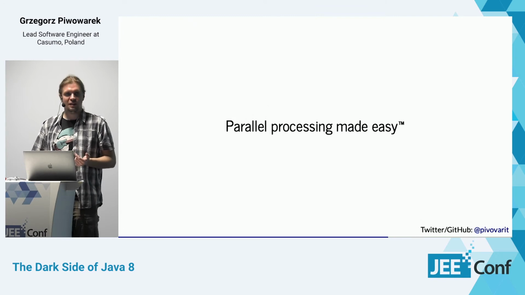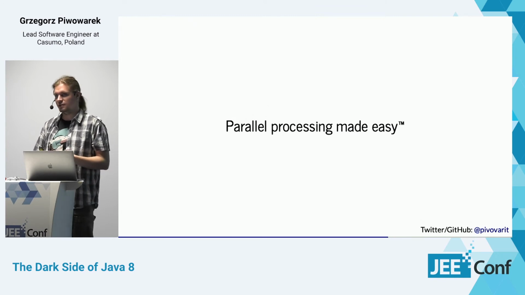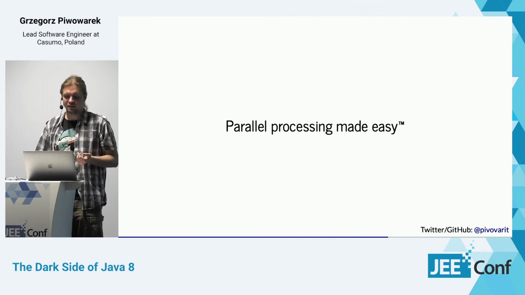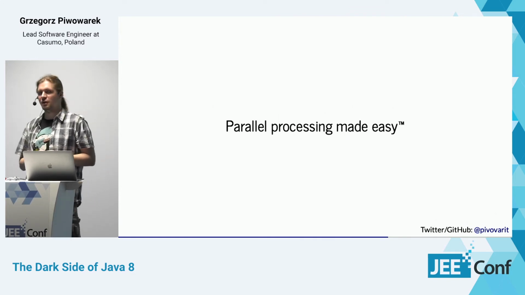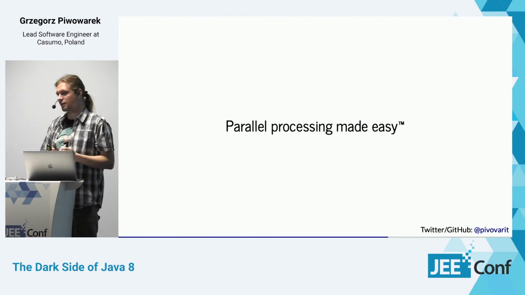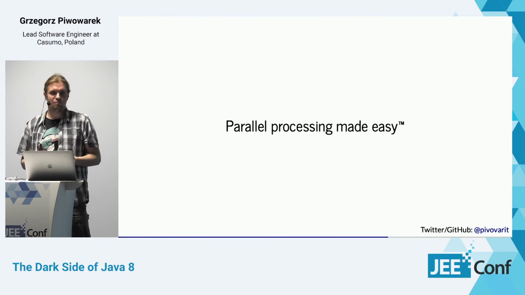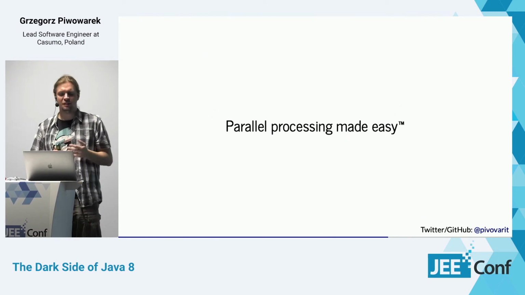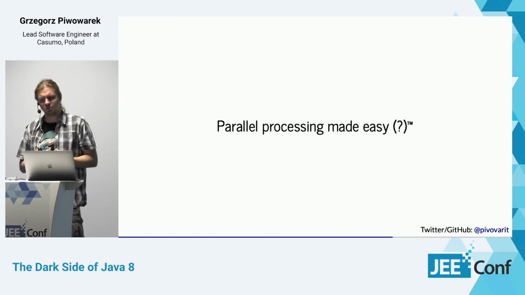So we were promised that once the stream API is there, we will be able to easily parallelize everything that we want. And forget concurrency, forget parallel computing. You just have the streams API. You can call one method, .parallel, and benefit from infinite performance. But is it really that easy? It turns out that it isn't.